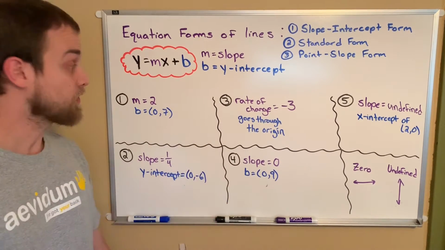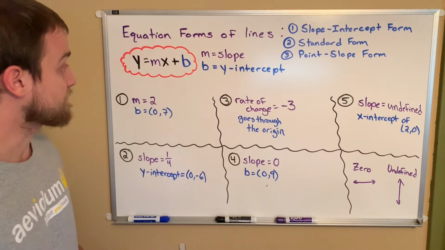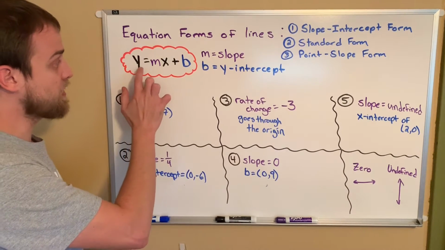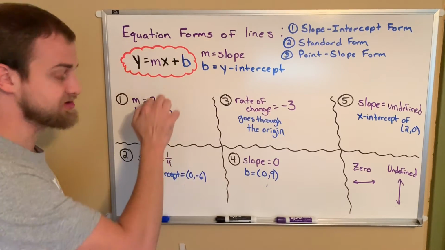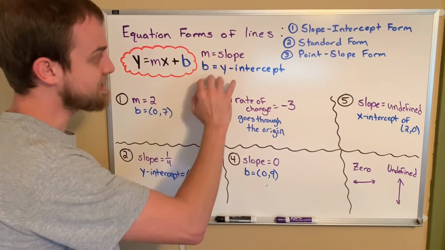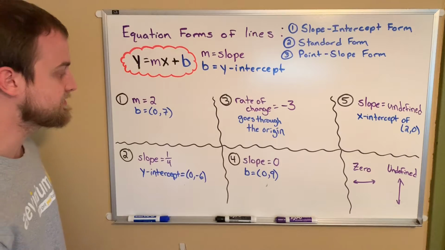We're going to continue to work with slope-intercept form. And remember, slope-intercept form is y equals mx plus b. And remember, that's where m is the slope of my line and b is the y-intercept of my line.